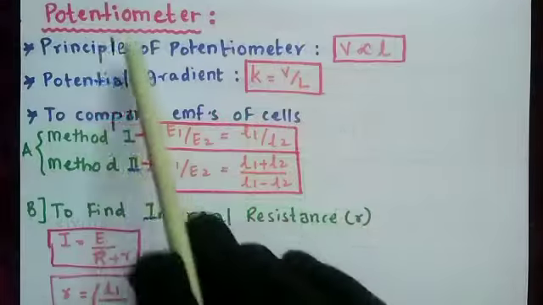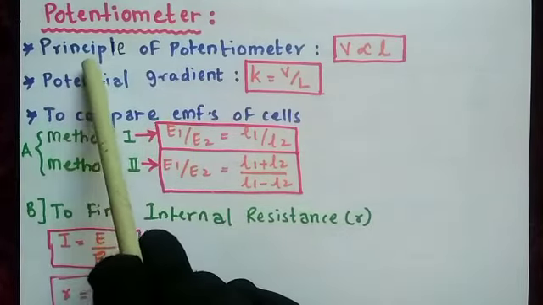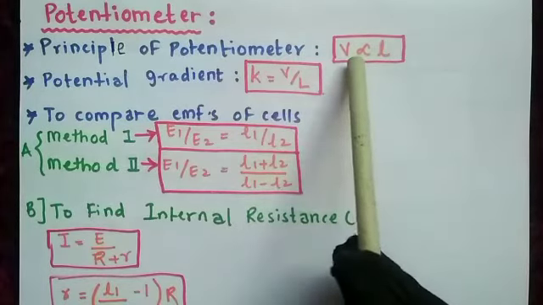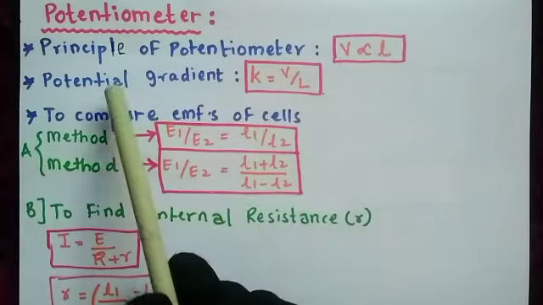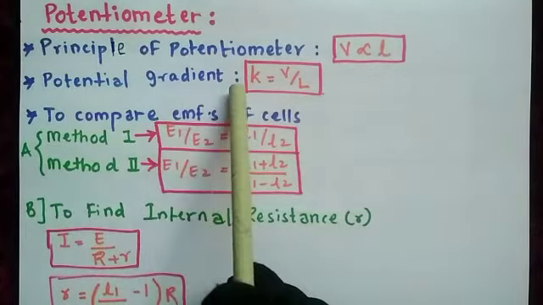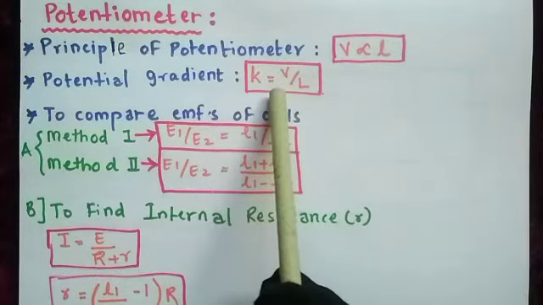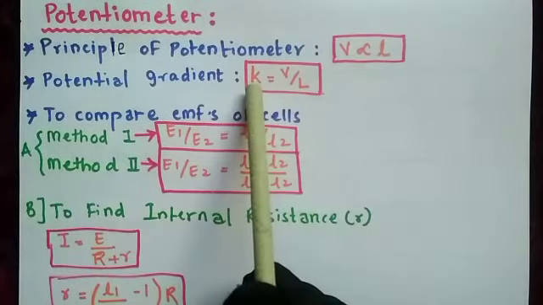After this we had the potentiometer. In this we studied the principle of the potentiometer, that is potential drop is directly proportional to the length of the wire. Then in the same topic we had a new term, potential gradient, which is nothing but the voltage drop per unit length of the wire, that is K, the potential gradient.